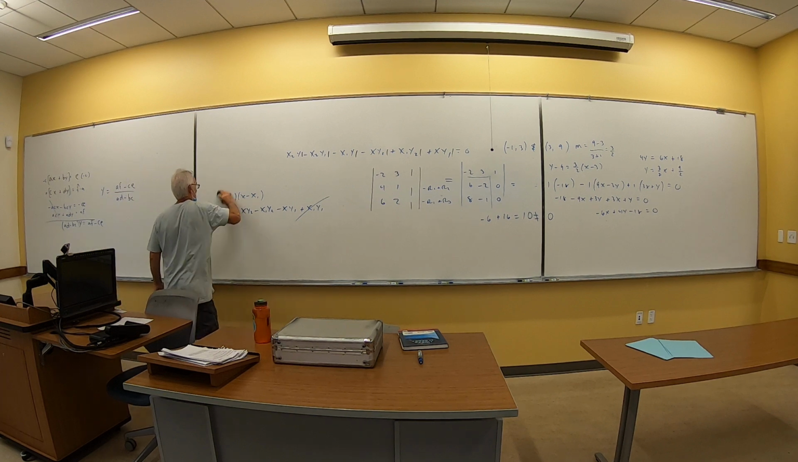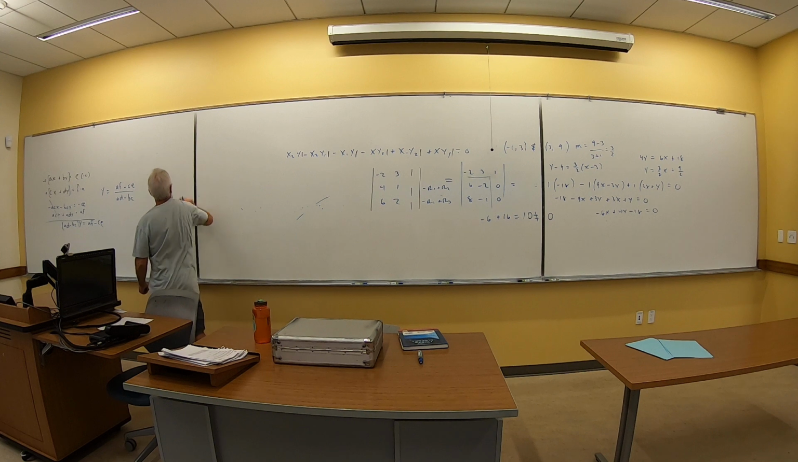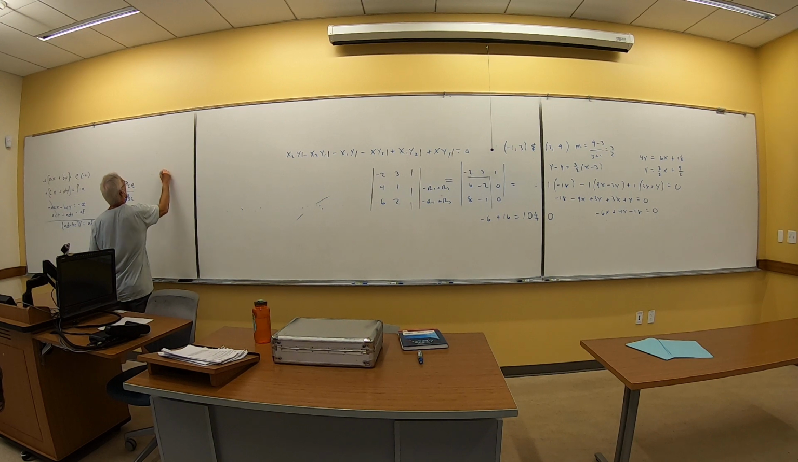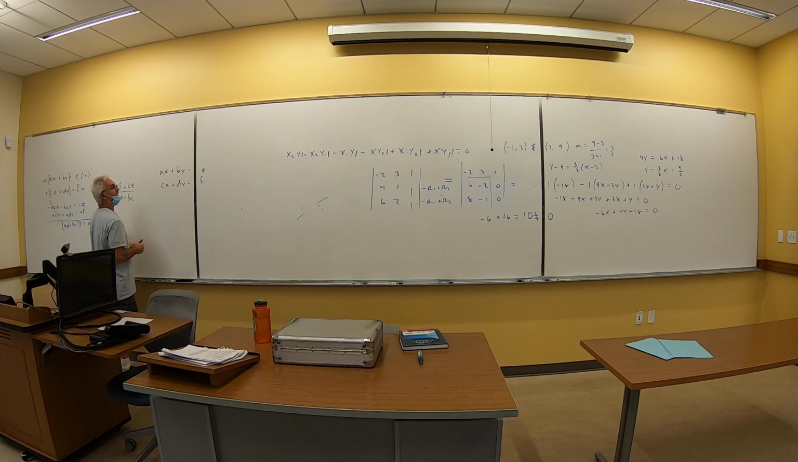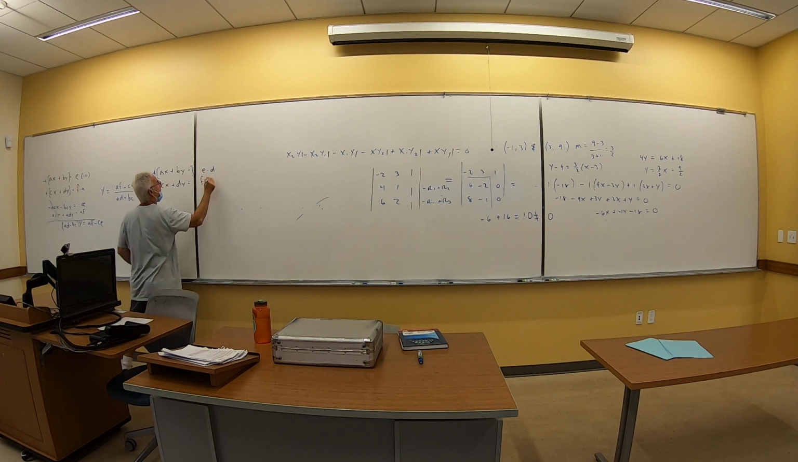Now let's do the same thing. And this time let's cancel the y's. That's what I meant to do the first time. I just got crazy for a moment. So I've got ax plus by equals e. I have cx plus dy equals f. So now I want to get rid of the y's, so I need to multiply by the appropriate term. So let's multiply this one by d, and this one by negative b.